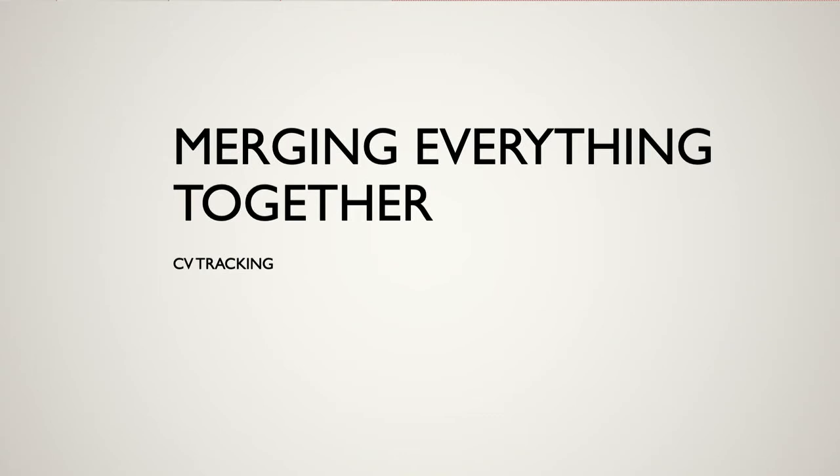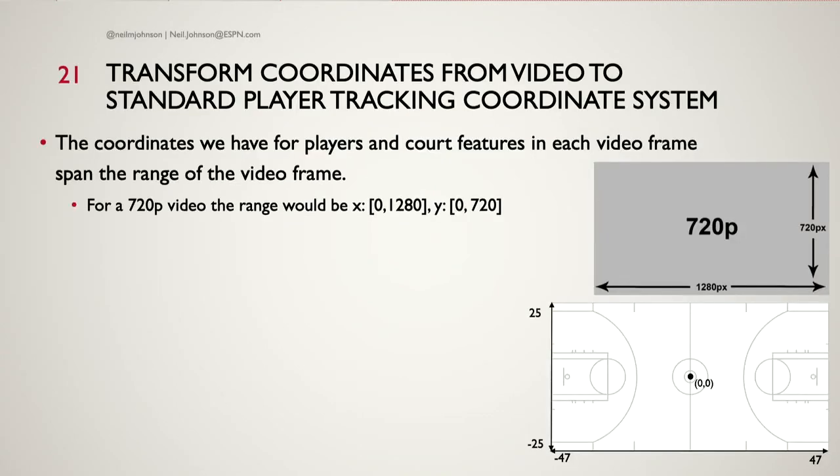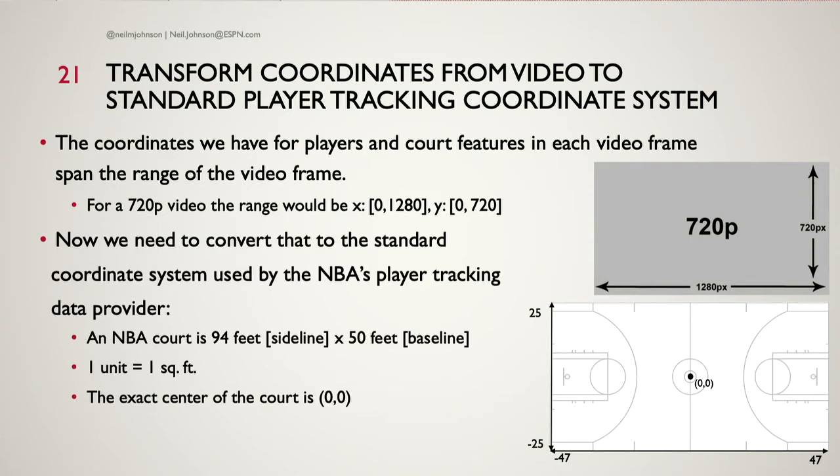Now, the next part is we want to merge everything together. This is for a basketball court, but we can obviously do this for hockey too. Basically, we have the coordinates for the players on the court in the video frame, and the range of the video frame on the x-axis is 0 to 1280 pixels, and on the y-axis is from 0 to 720 pixels for a 720p video. Now we need to understand the coordinate system for the court. For a basketball court, in this system, center court is 0, 0. The y-axis is from -25 to 25, and the x-axis is from -47 to 47. That's because an NBA court is 94 feet by 50 feet, and 1 unit in this coordinate system equals 1 foot in real life.